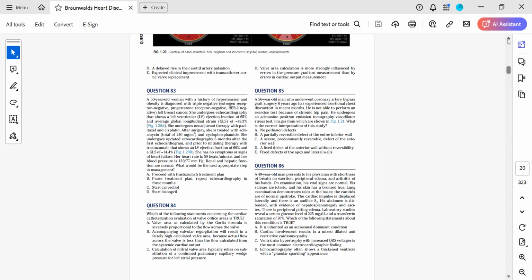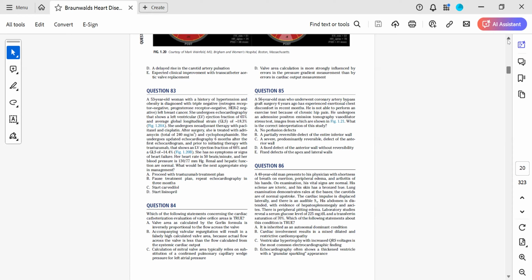And then, so that's like an invasive form, though we know the other non-invasive forms where we use planimetry and then the continuity equation and the likes. So I'll take it one by one using the options. So A, valve area as calculated by the Gorlin formula is inversely proportional to the flow across the valve.